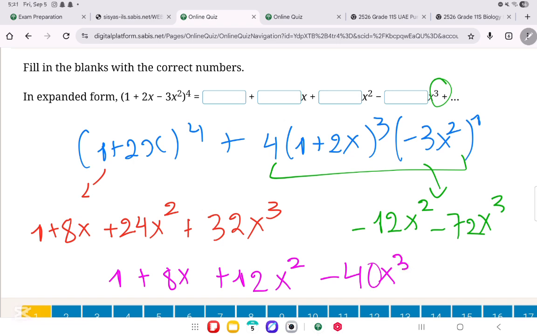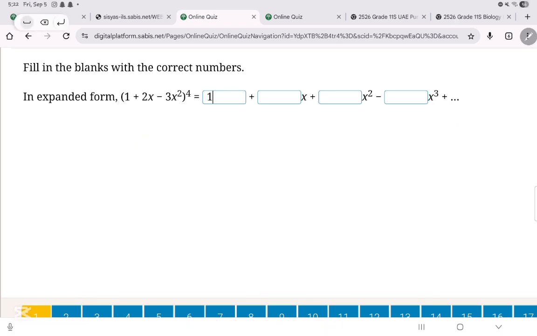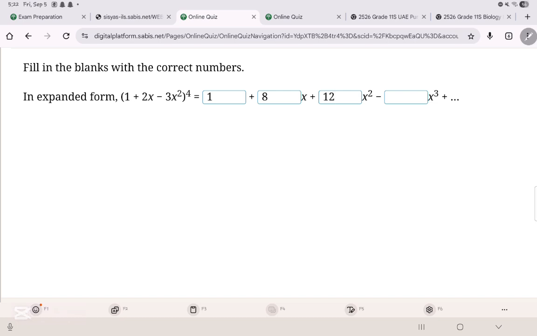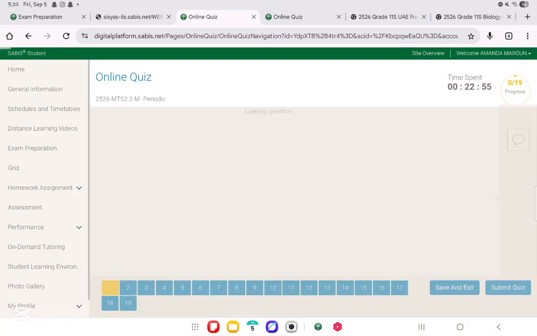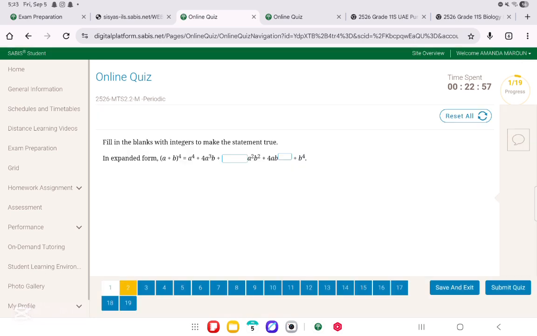If you're asking how I did it mentally, you guys can do it on the calculator. So this is supposed to be our final answer. So our final answer is 1 plus 8x plus 12x squared minus 40x to the power of 3. So 1, 8, 12, and minus 40. Let's move on to the next part, which is question number 2.